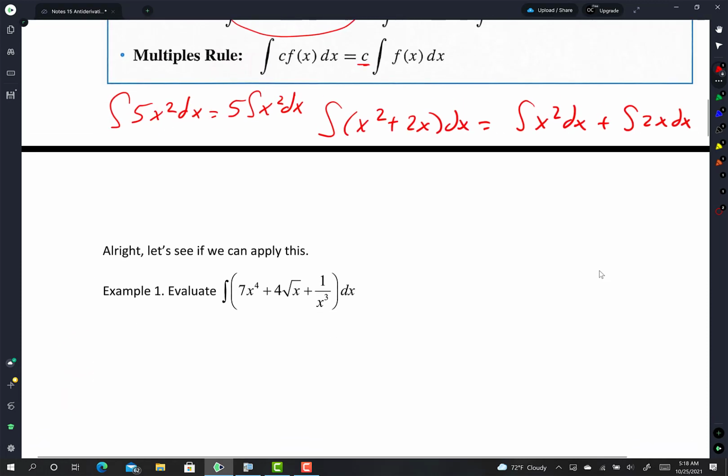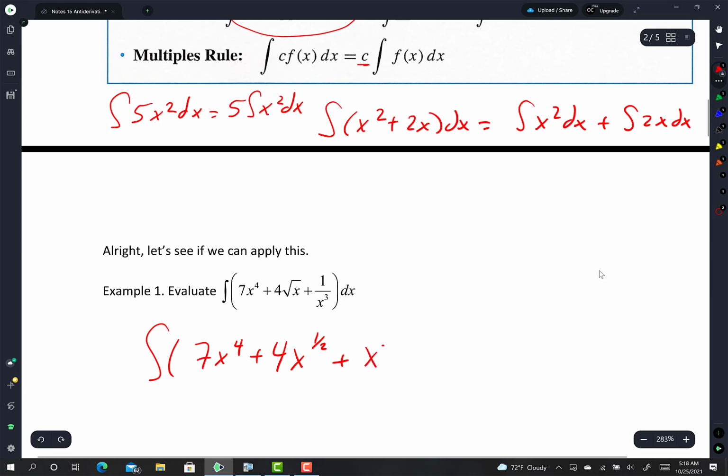The first thing I see is to evaluate this function: 7x to the 4th plus 4 square root of x plus 1 over x cubed. Make sure that we don't have 1 over x because we don't know that at the moment. So I'm going to rewrite it. Integral of 7x to the 4th plus 4x to the half plus x to the negative 3.